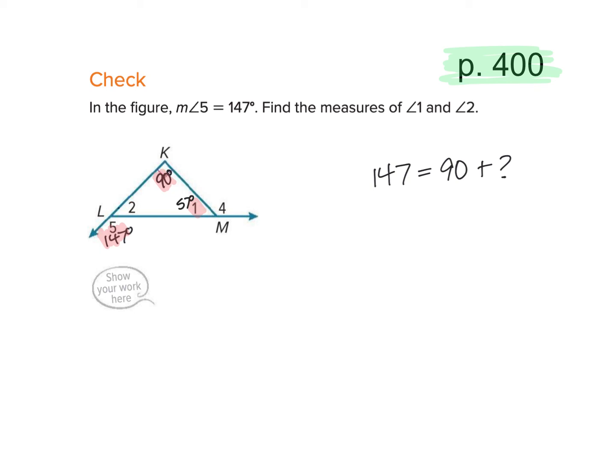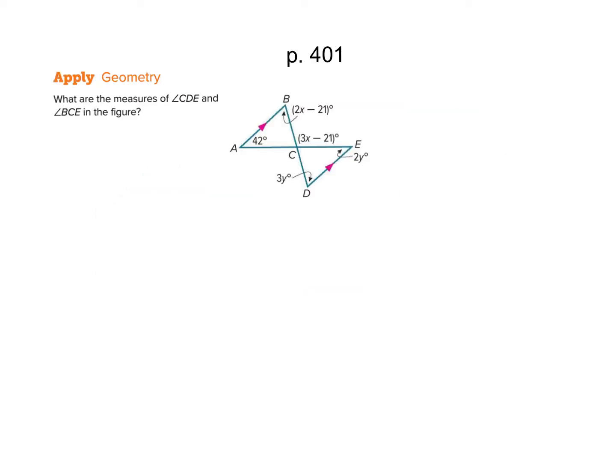Now, if I want to find angle 2, I could say, hey, those two make 180. So I'm going to do 180, take away 147. And I end up with 33 degrees there. And then over here for angle 4, those two make 180. So I'll do 180, take away, I think that's a 57. If I do that, I end up with 123. And I just found all of those angles.